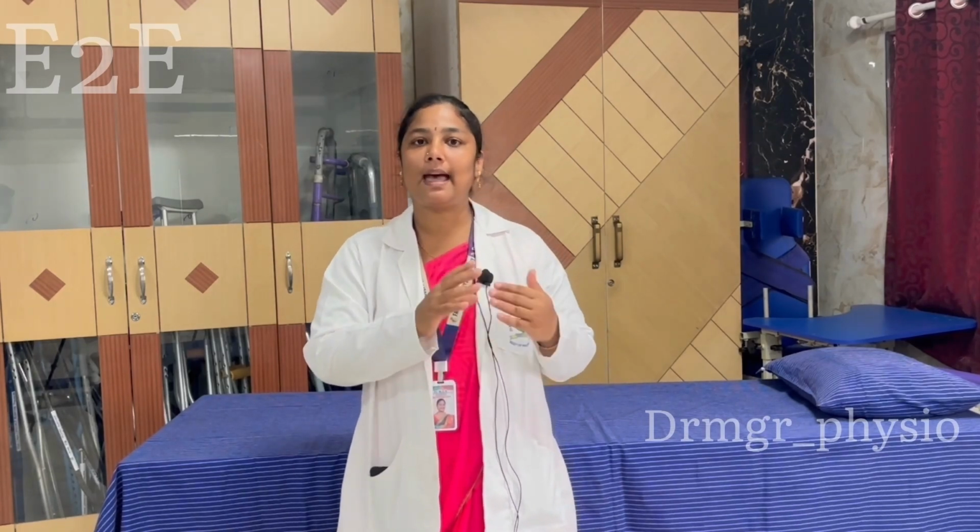So what is the agonist or prime mover? When we produce a movement, the muscle which is responsible for moving a limb is the prime mover or agonist. It will contract concentrically and produce a movement. The second one is the antagonist. What does the antagonist do? It will lengthen and allow the prime mover to move the joint, to move the limb. So that is the antagonist.